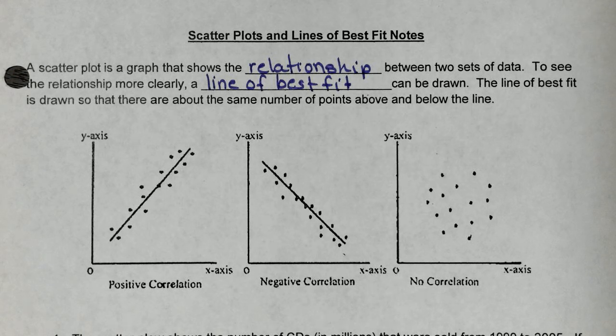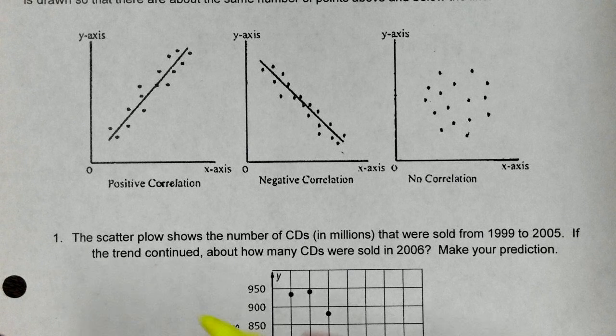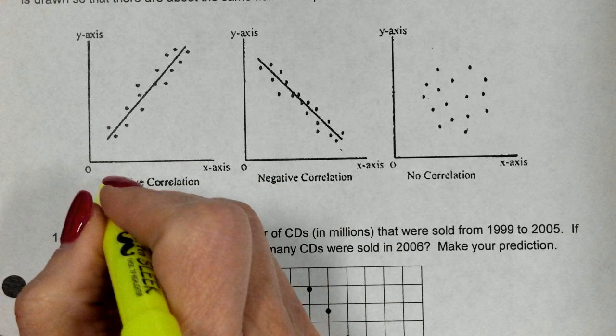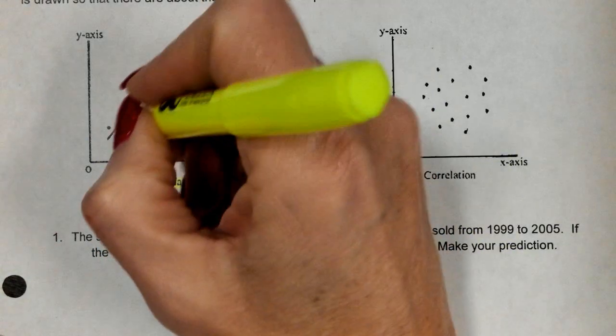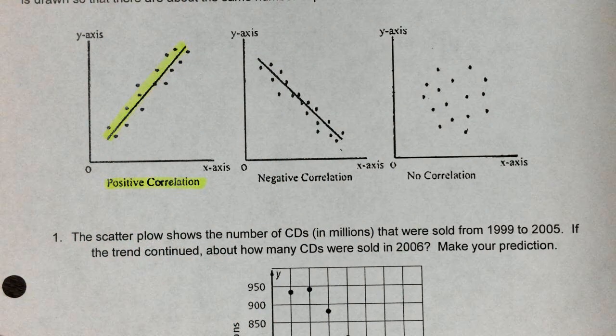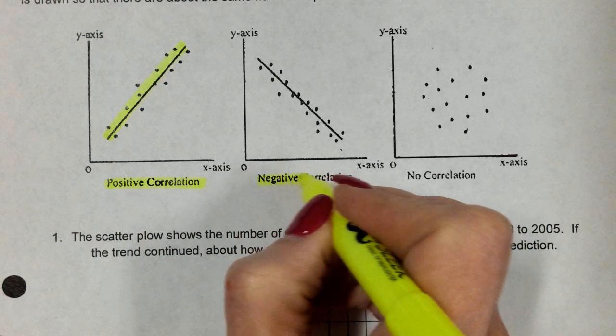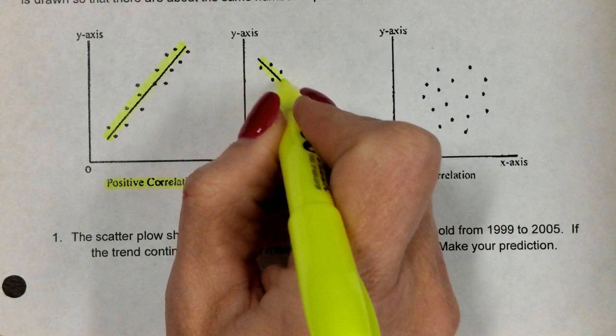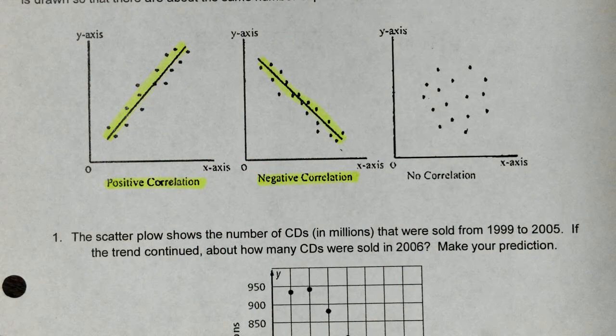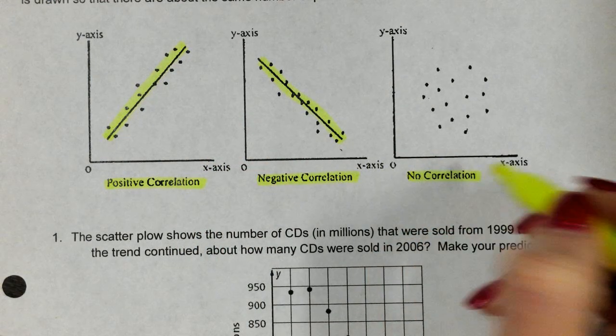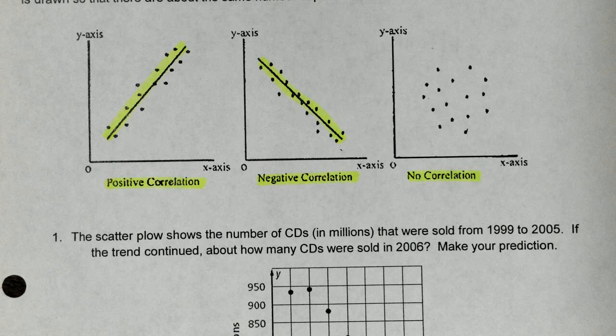So there are three types of correlations or relationships that exist in a scatter plot. You can have a positive correlation in which the dots are generally going up and to the right, like this. A negative correlation where the dots are going down and to the right, or no correlation at all, which means the dots are spread all over the place and you really can't tell if they're moving up or down.